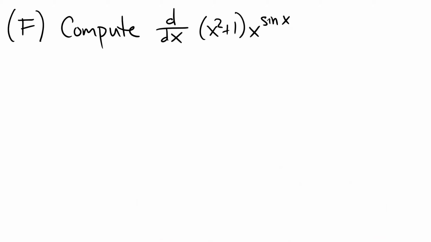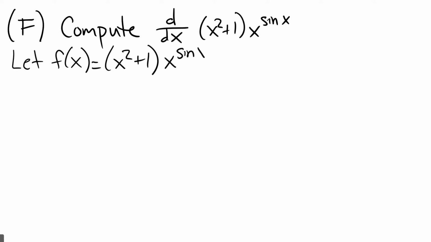Our second example was this one. We have a product, x squared plus 1, and the other factor in the product is that kind of exponential thing, x to the sine x, where both the base and the exponent are changing. And that's why we have to use logarithmic differentiation. We set f to be that thing that we want to differentiate. And in step 1, when we use our log rules, there's going to be 2 steps.